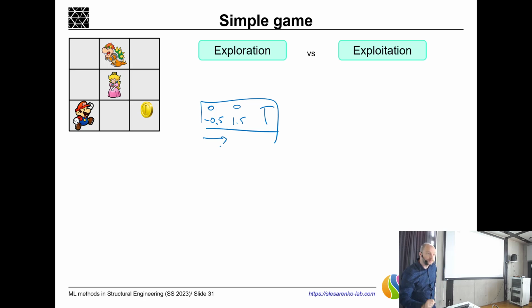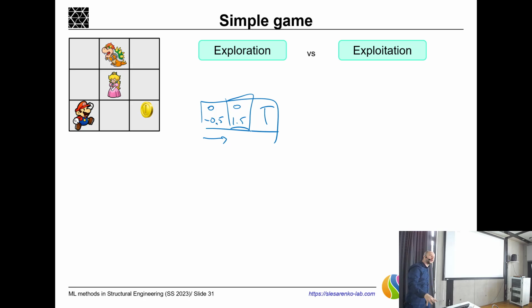Next time I will go here, and I will be in this state. I have no idea why I should go up, because up I get 0. Right, I will go 0.5. So I will always go here. I will never go up because my weights tell me that. And that's the biggest problem in reinforcement learning.